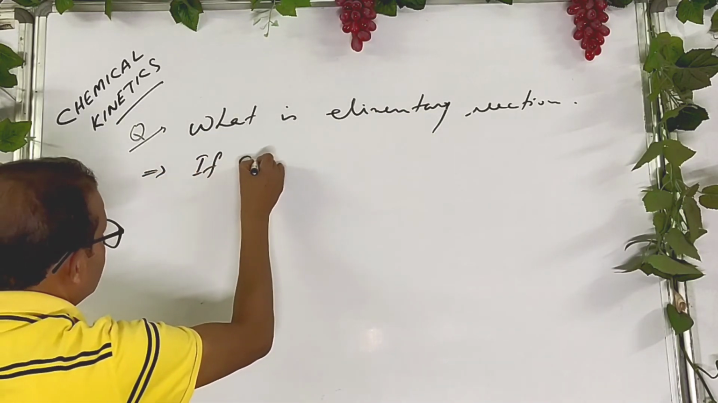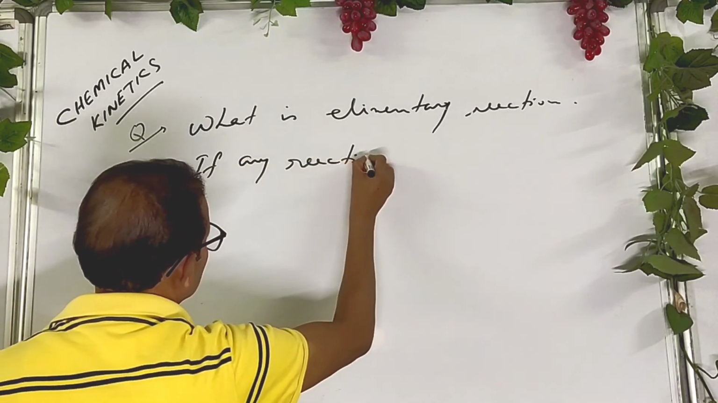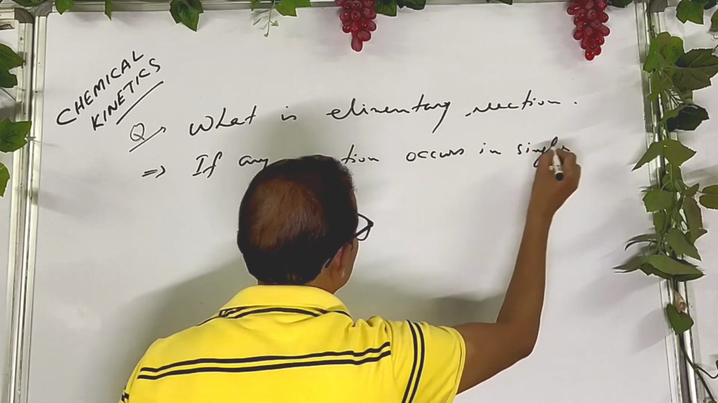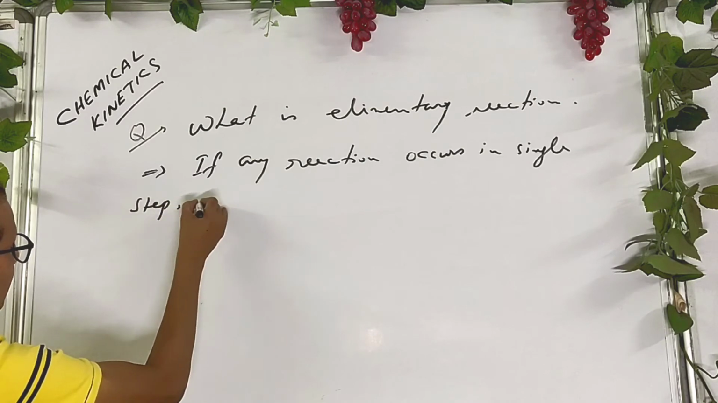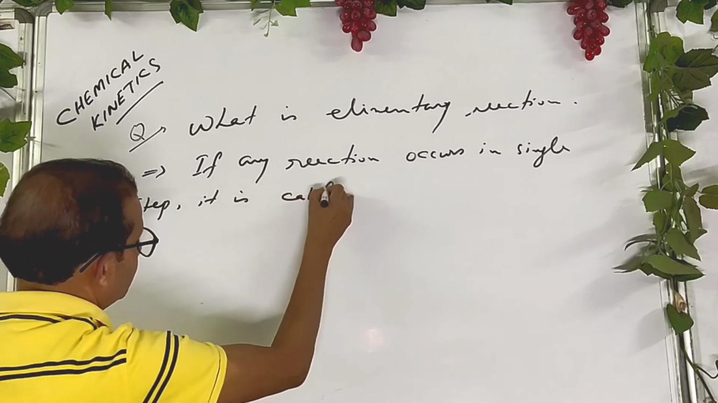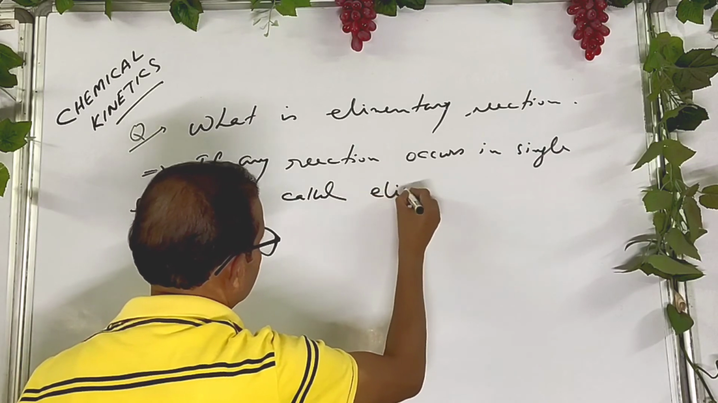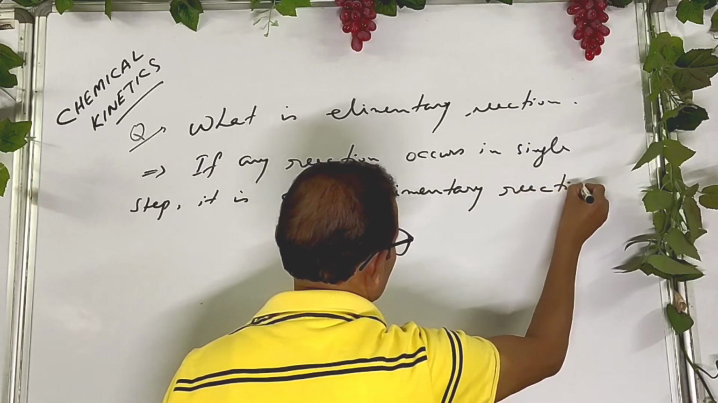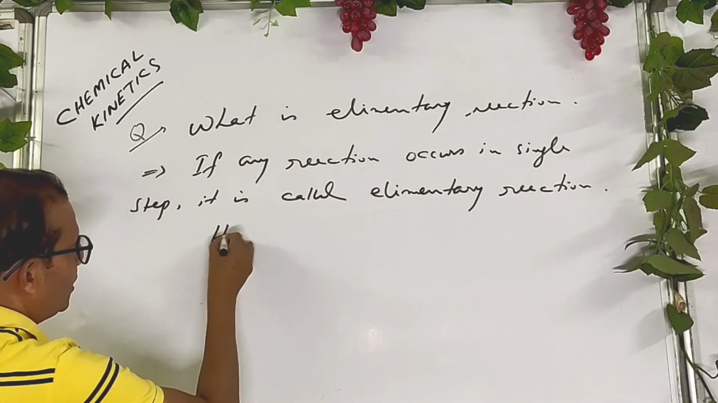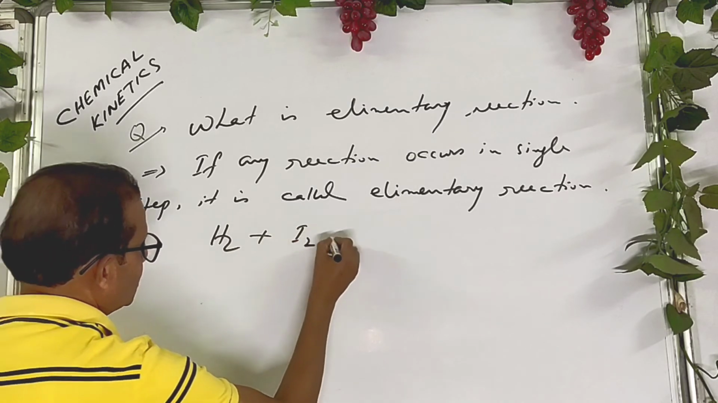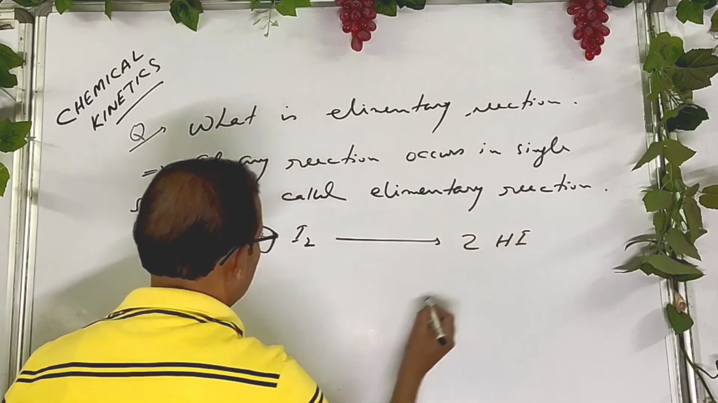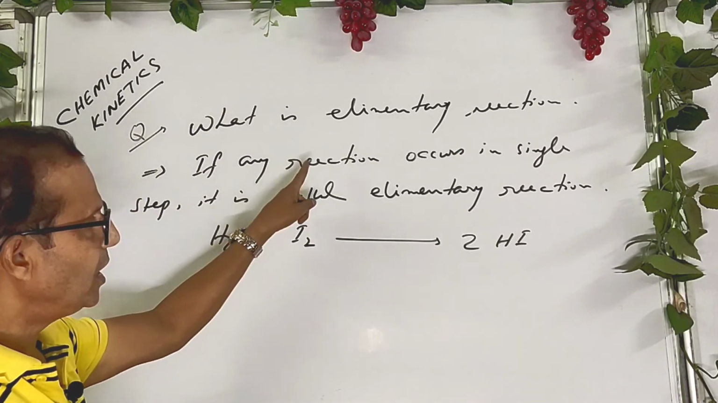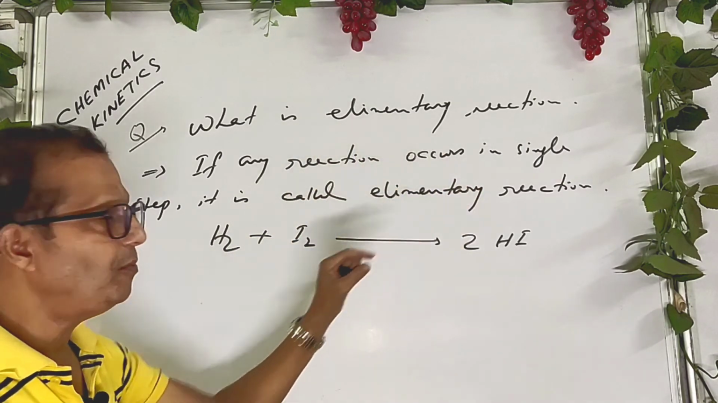So remember it, if any reaction occurs in a single step, it is called an elementary reaction. There are a number of examples, but you can write the example of hydrogen reacting with iodine to change to hydrogen iodide. This is a very good example of an elementary reaction. And if any reaction occurs in multiple steps, that is called a complex reaction.